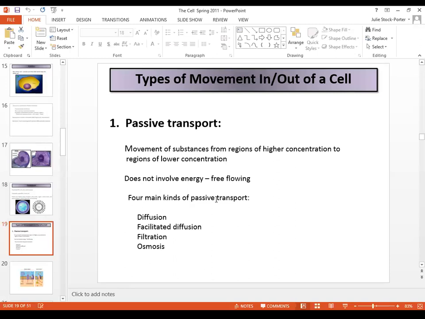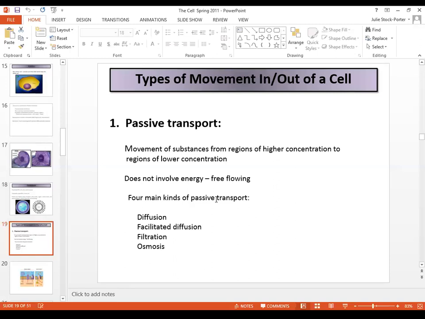Facilitated diffusion is a lot like filtration in a way, except it refers more to those selectively permeable things, those proteins that will select what's going to go in and what's not, and those channels. If I have water diffusing in and out of a cell and I have an open channel, do you see how the channel is helping the water get from one place to the other? That would be facilitated diffusion.